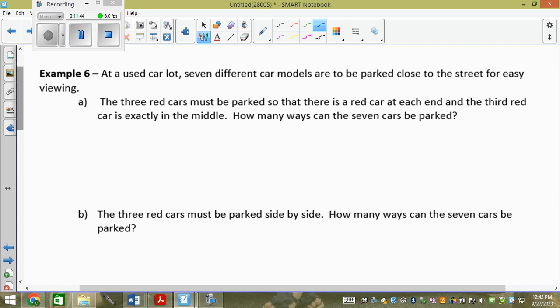Okay? Here it says, the 3 red cars must be parked so that there is a red car at each end and a 3rd red car exactly in the middle. How many ways can the 7 cars be parked? So I'm parking them in a row, correct? So could I not just draw 7 blanks side by side and visualize the 7 cars in a row? Yes. So I go 1, 2, 3, 4, 5, 6, 7.